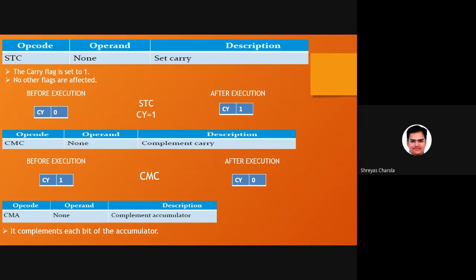Jason, the STC stands for set the carry. That means if the value 1 is already there in the carry, and you write set carry, it always gives an output of 1 only. But in complement, if it is 1, it will convert into 0, and 0 converts into 1. That is the difference, Jason. Clear?